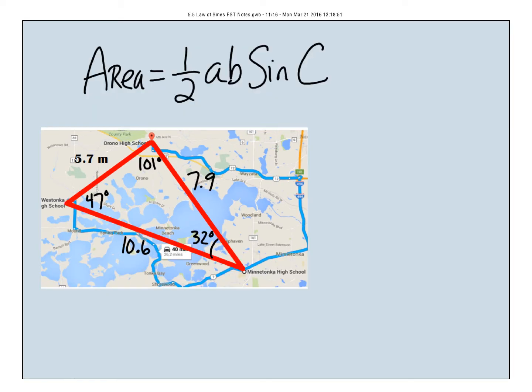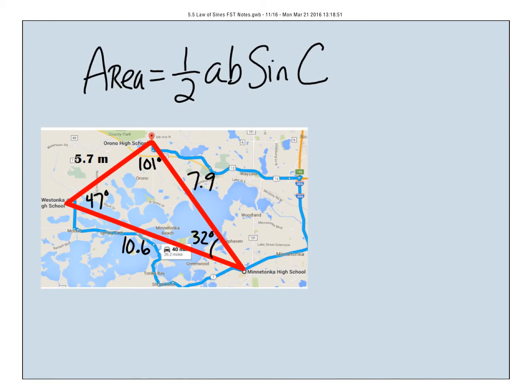If you look at it, it's really similar to 1/2 base times height, but it's actually 1/2 AB times the sine of the angle C. What that means is you pick any two sides, it doesn't matter which two, and then you pick the angle of the side you didn't choose. For example, in this particular triangle, I can write 3 completely different area formulas and get the exact same answer each time.